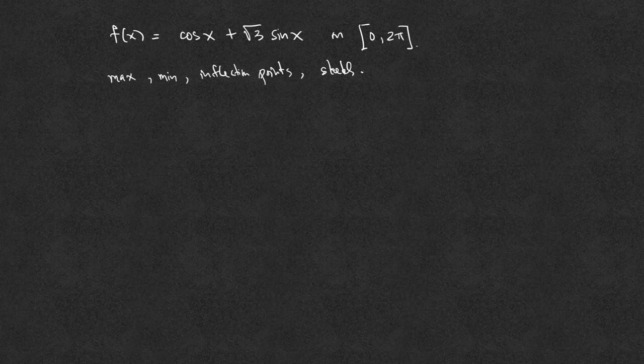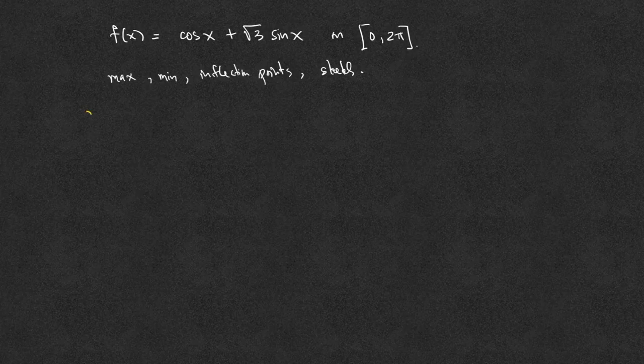Given the function f of x equals cosine of x plus the square root of 3 sine of x on the interval 0 to 2 pi, we want to find any local and absolute maximum and minimum, inflection points, and then we sketch the graph. To find the minimum and maximum, we would need the first derivative.